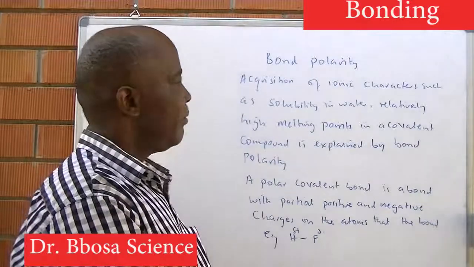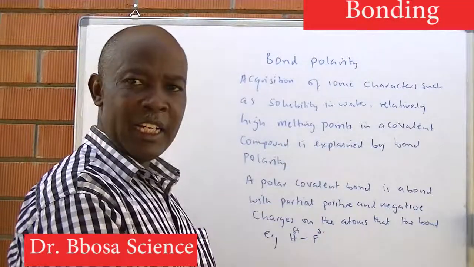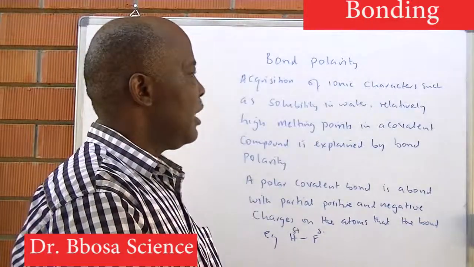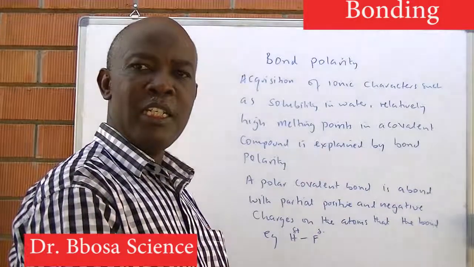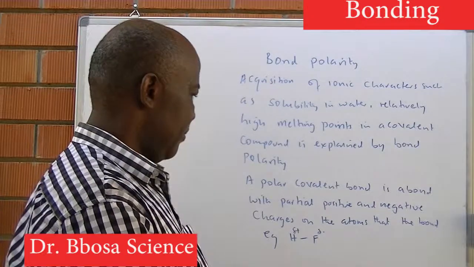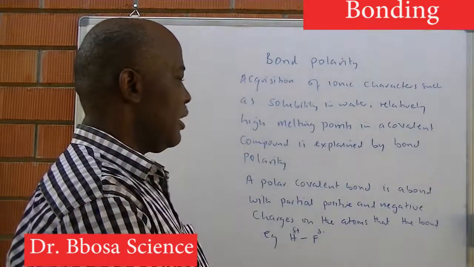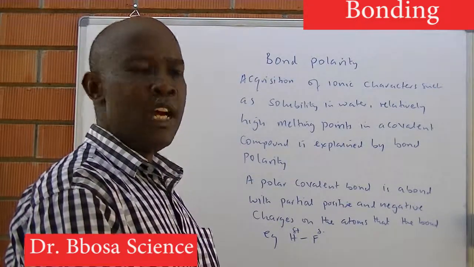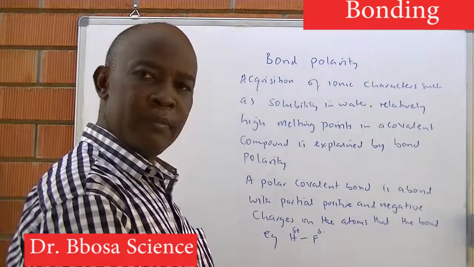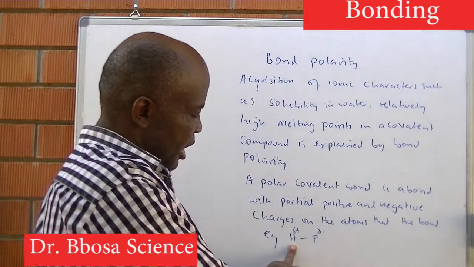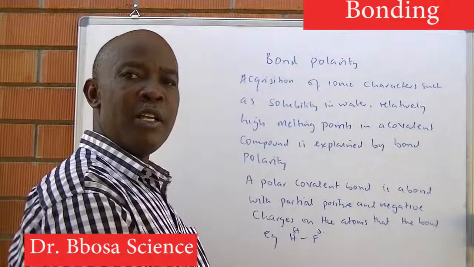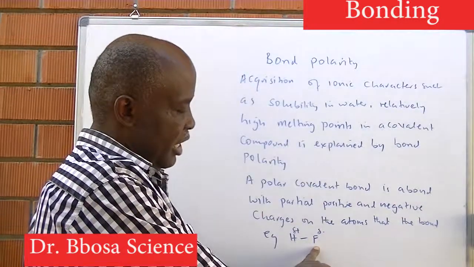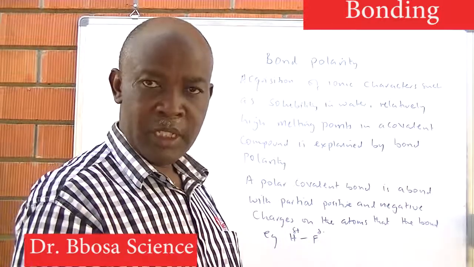Bond polarity. Acquisition of ionic characters, such as solubility in water and high melting points, in a covalent compound is explained by bond polarity. A polar covalent bond is a bond with positive and negative charges on the atoms that form the bond. For example, hydrogen and fluorine form a covalent bond, with a partial positive charge on the hydrogen atom and a partial negative charge on the fluorine atom.